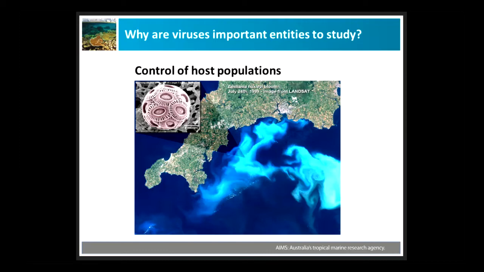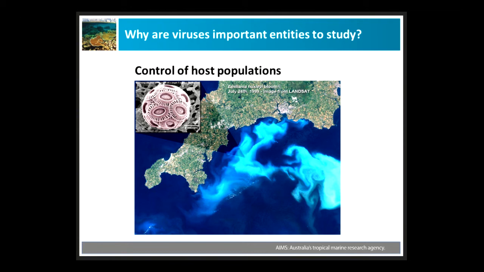Viruses are also important because they control host populations, and this is best known from the end of phytoplankton blooms. Many phytoplankton blooms are ended by viral lysis. And this slide here shows a satellite image of the English Channel, and the white areas are caused by the calcium carbonate platelets of this phytoplankton species, Emiliania huxleyi, which has been lysed by viruses.